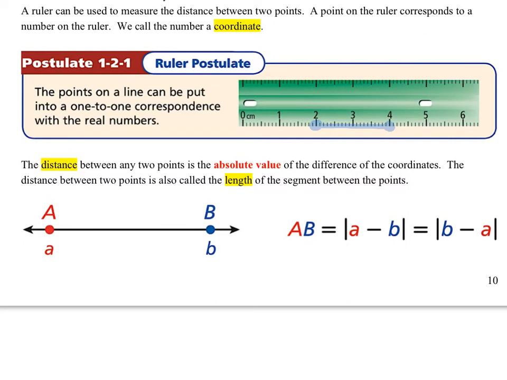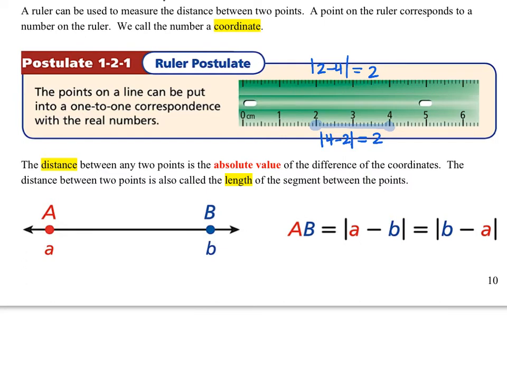So we can say it's going to be the absolute value of 4 minus 2, which is 2. We could also look at it as the absolute value of 2 minus 4, which is still 2. So the distance of that segment, or the length of that segment, the distance between those 2 points, is 2 no matter how you slice it.